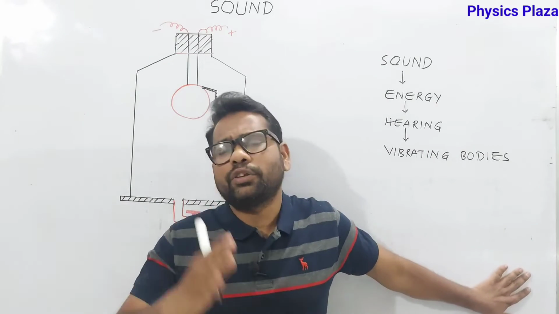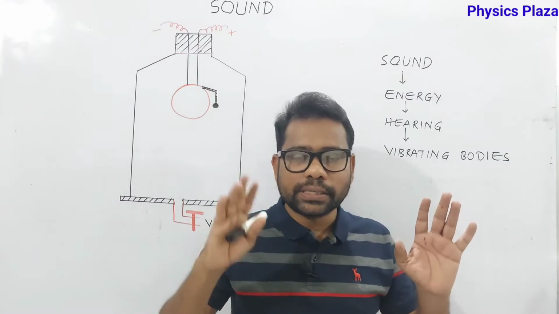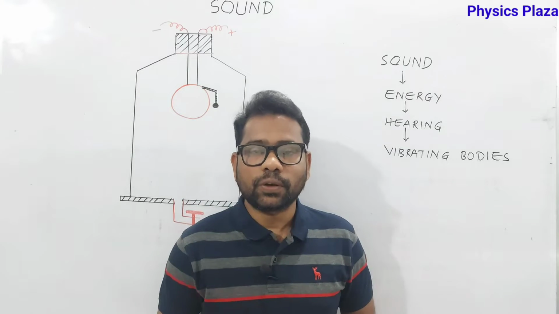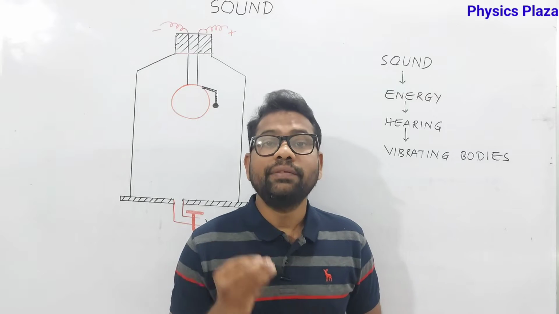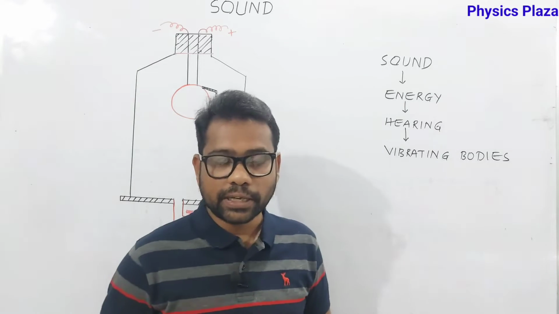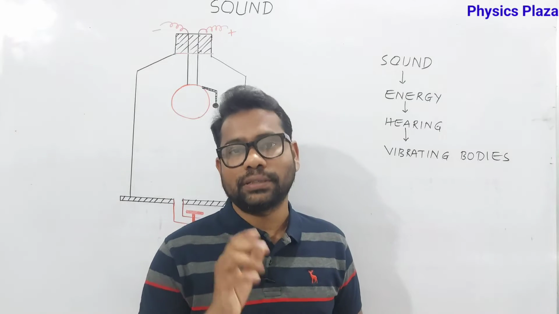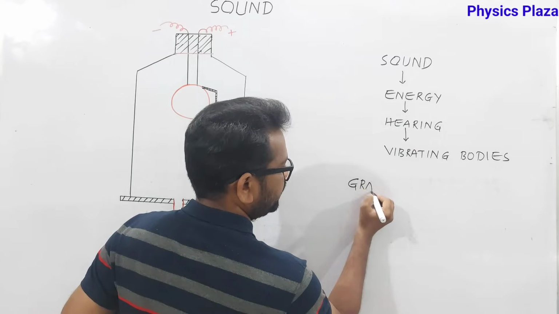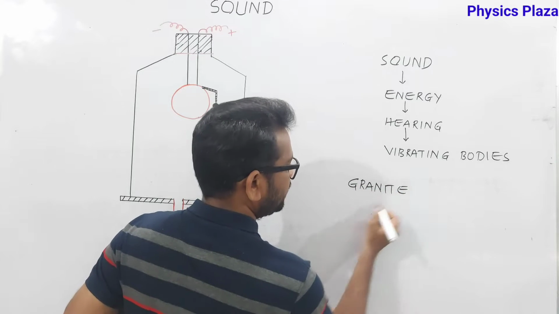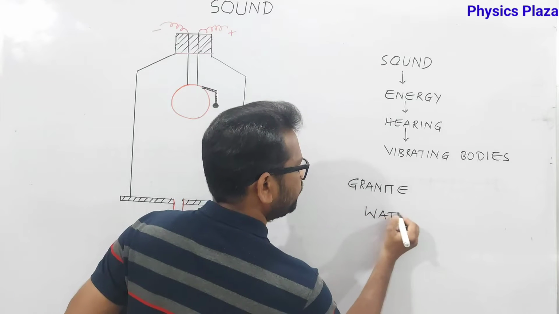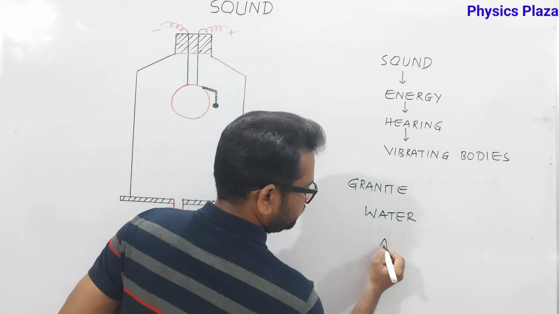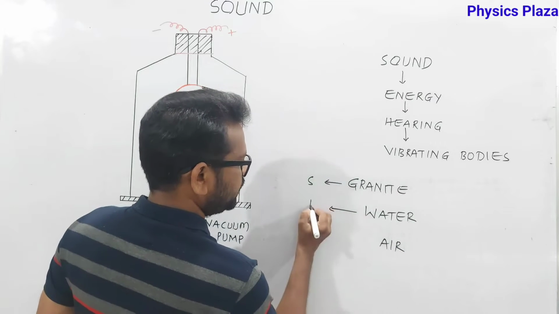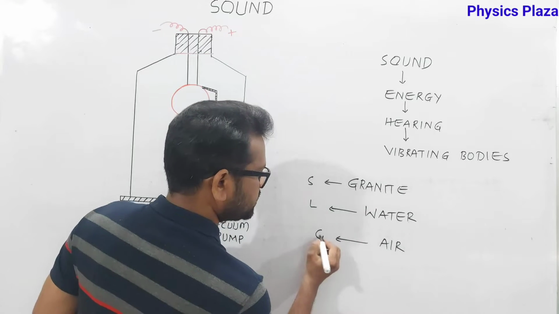Here, we know that matter can exist in three states: solids, liquids and gases. So obviously, sound can travel through solids, through liquids and even through gases. But the question is, in which medium can sound travel faster? It's very important. Children, let me give you an example. Let us take granite, which is important from the examination point of view, and water, mostly sea water, and then air. So children, this is a solid, this is a liquid and this is a gas.